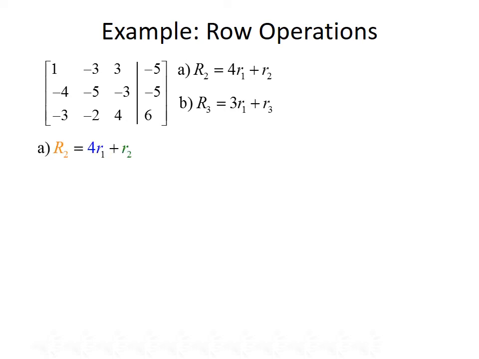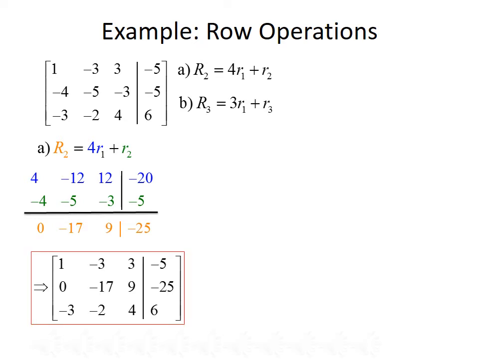So let's start with replacing R2 with 4 times row 1 plus row 2. In order to conduct this row operation, we'll multiply each element of row 1 by 4. So that will transform the first row, 1, -3, 3, -5, to be 4, -12, 12, and -20. And then the second row will stay the same, 4, -5, -3, -5. We're going to add these two rows together, and that results in a new row, 0, -17, 9, -25. So to complete this row operation, we'll replace row 2 in our matrix with this new row.